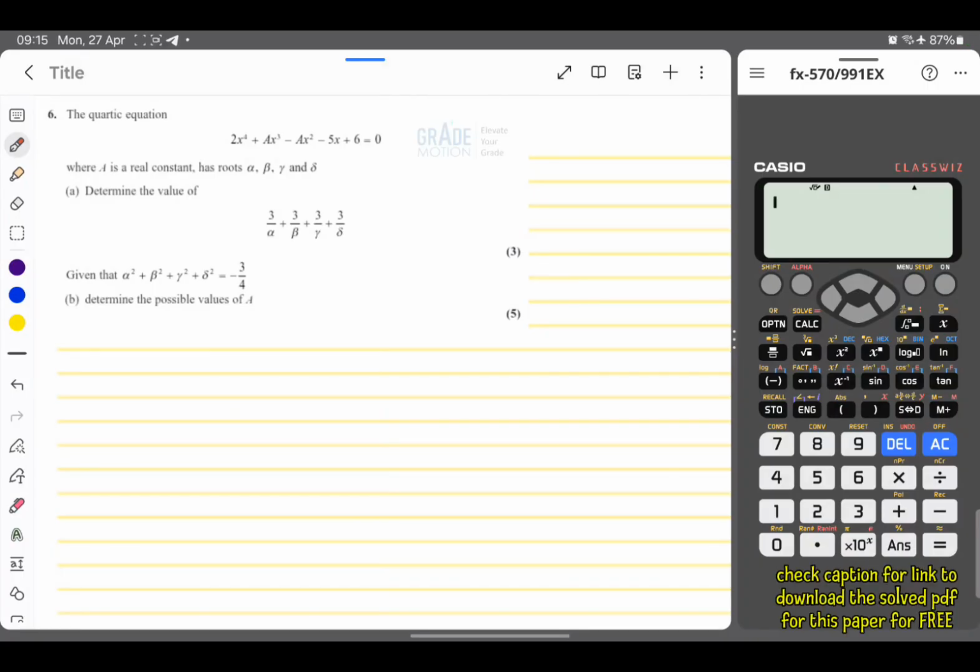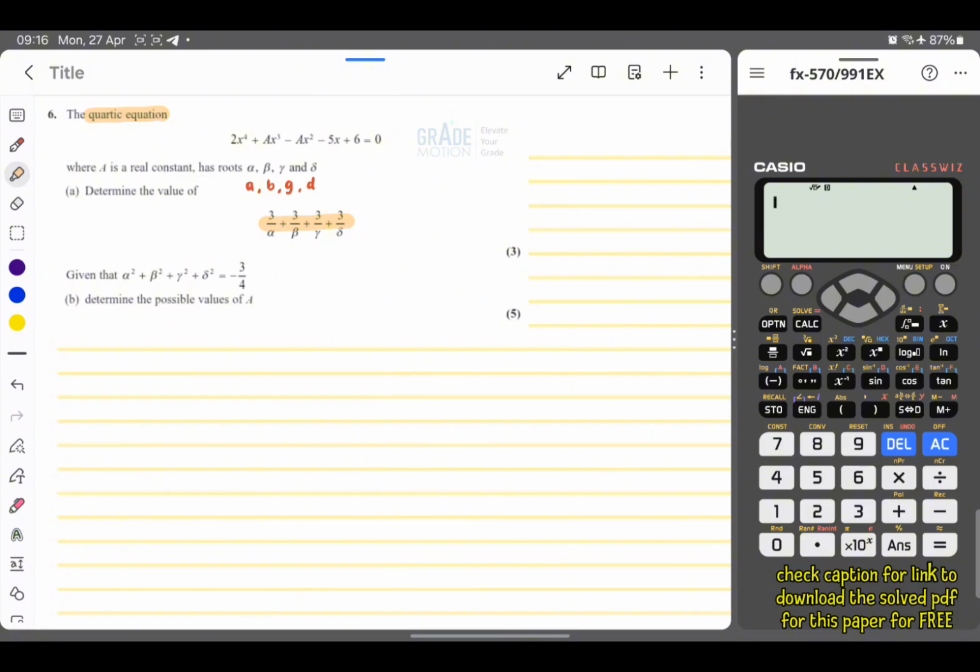Let's take a look at question 6. For question 6, we are given a quartic equation with a as sum of the constants. A is unknown. We know that this equation has roots alpha, beta, gamma, delta. For this question, I'm going to write it as A, B, G, D. Determine the value of 3 over alpha plus 3 over beta plus 3 over gamma plus 3 over delta.